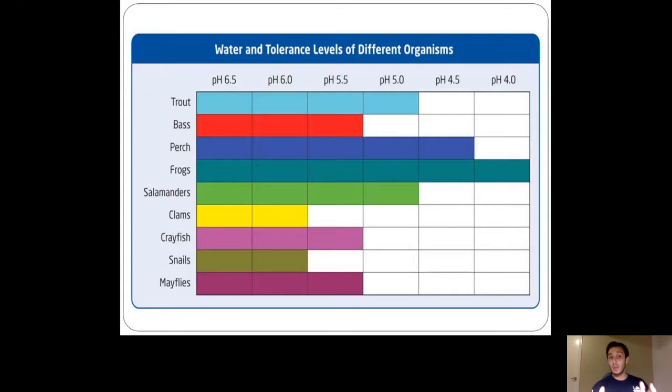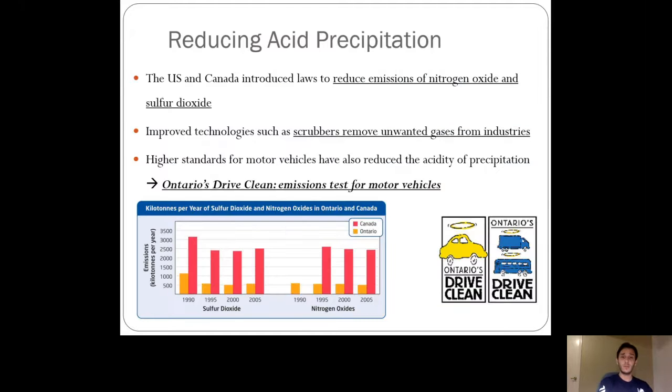That's problematic because things eat snails and clams, and the things that eat the snails and clams don't get to survive either. Different animals react in different ways to acidity. But even if an animal is unaffected by the acid, it's affected because the food that it eats may be affected. So let's move on from there.